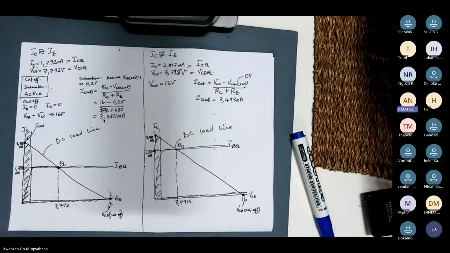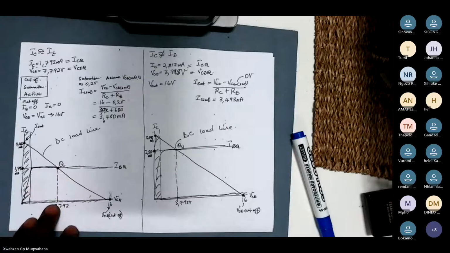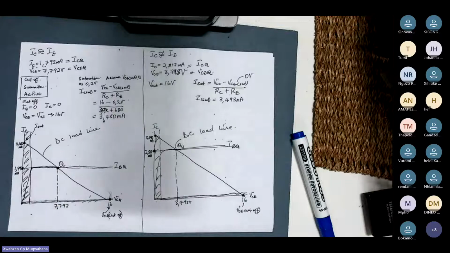The ICQ point. Okay. Did you understand this part, the first ICQ, or you didn't understand anything that has to do with the collector characteristic curve? I understand how we get to draw it. I just don't know where to put the Q now. How do I know where to put the Q on the IC?